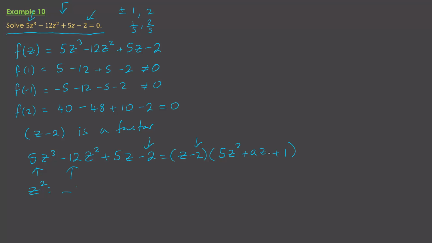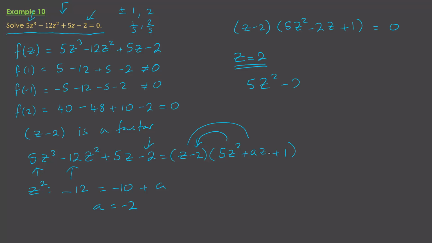We can find that a by comparing coefficients of z squared. On the left-hand side, we've got negative 12. What's going to give me a z squared over here? I'm going to get negative 10 from there. Plus a gives me that a is negative 2. So we have that z minus 2 times 5z squared minus 2z plus 1 is equal to 0. Clearly, one of the solutions is z is 2. The other solution will come from 5z squared minus 2z plus 1 is equal to 0.